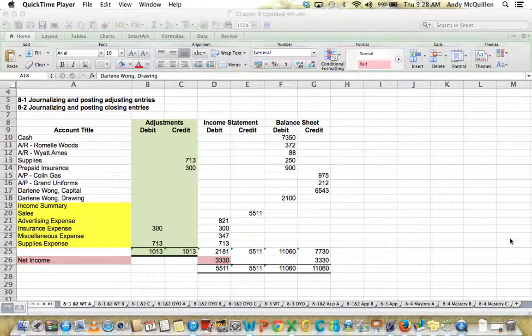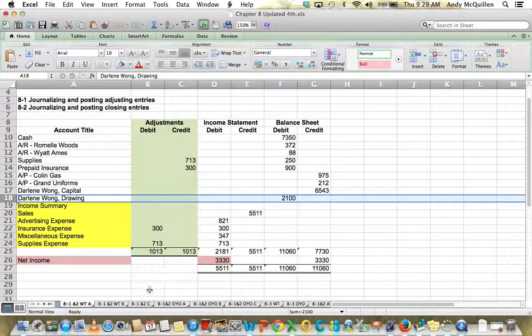8-1, 8-2 kind of go together. And we're going to get into one of the more challenging sections. 8-1 is a little bit of a review. 8-2 is going to be completely different. In 8-1, what we're dealing with is the adjustments column, and we are going to be dealing with 4 accounts.